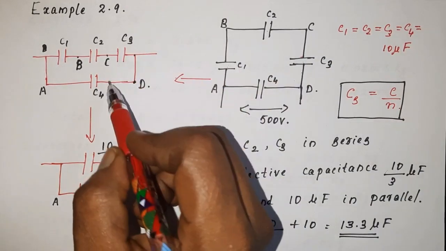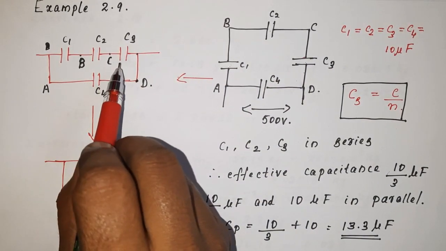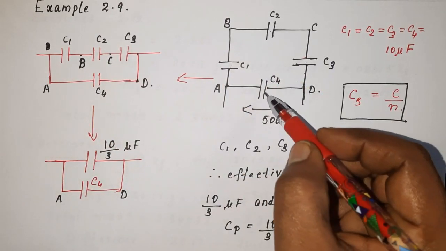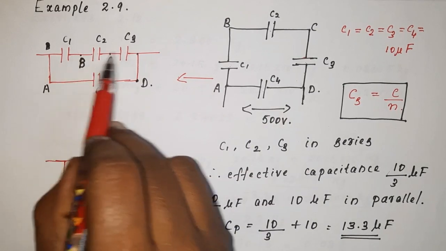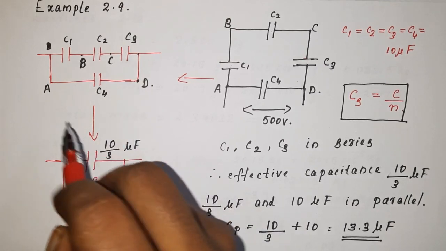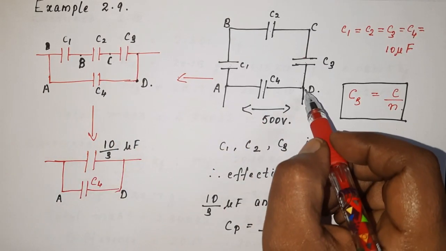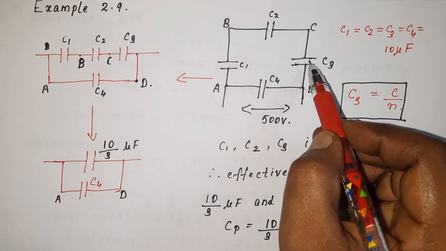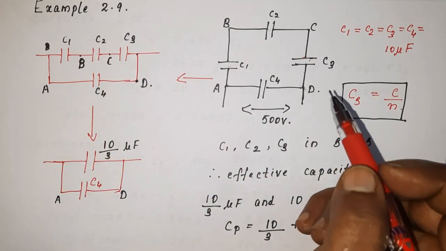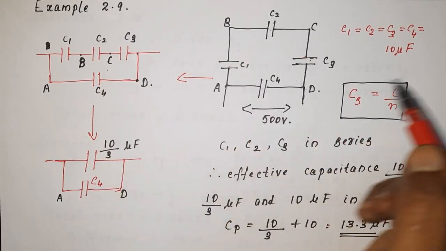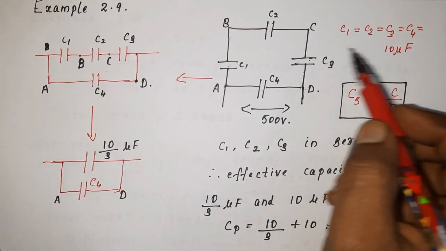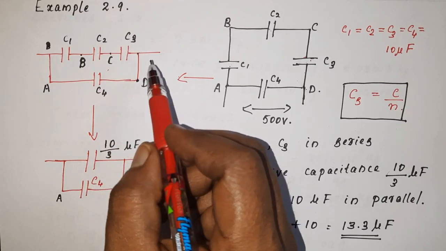So when I draw the reduced diagram, it will be like this. C1, C2, C3 come in series and C4 comes in parallel with that series combination. So between A and D, C1, C2, C3 are connected in series and C4 is connected in parallel with that series combination. This is the reduced diagram, and it's given that all the capacitors are of equal value, that is 10 microfarad. So it is very easy to find the equivalent capacitance.